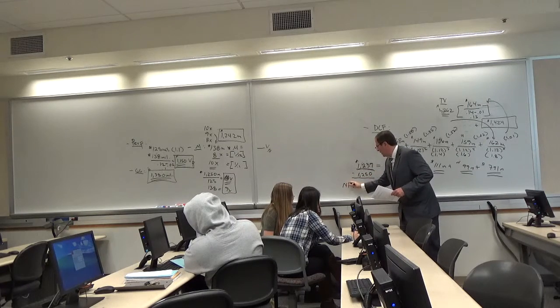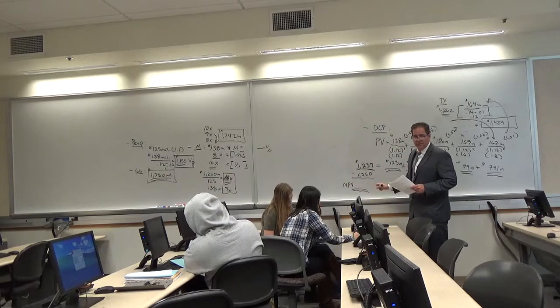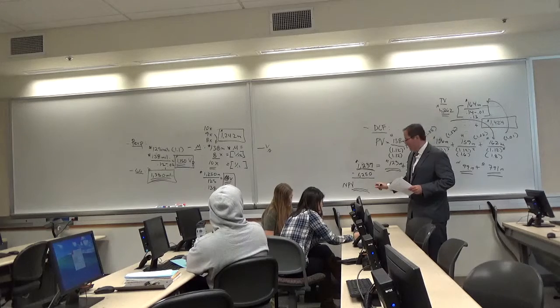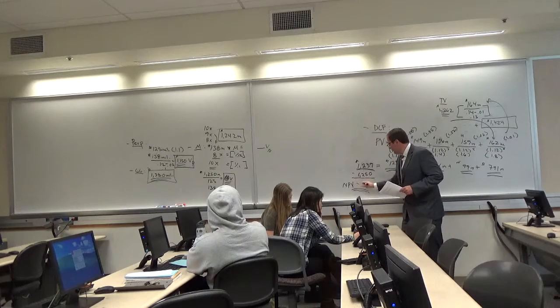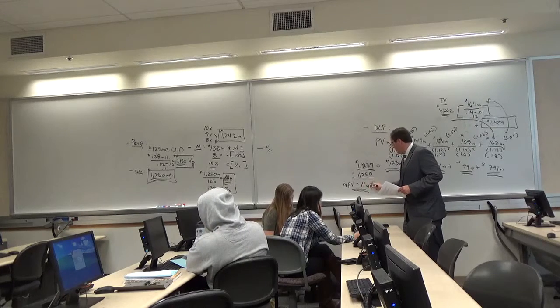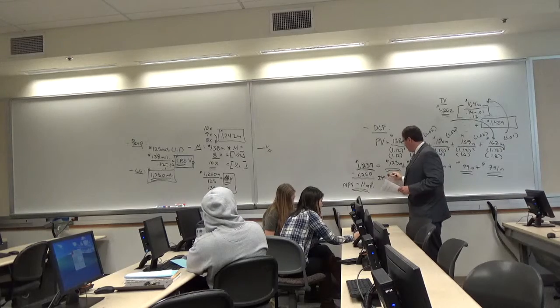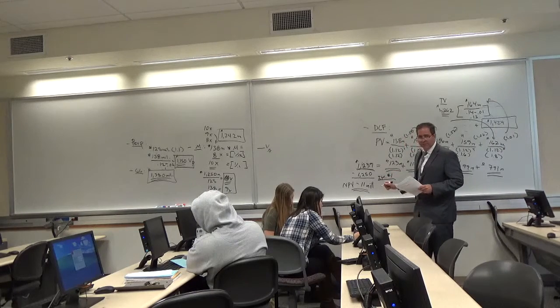And NPV is equal to what? Negative 11. Negative 11 million? Okay, in the first iteration, do we accept or reject? Reject.